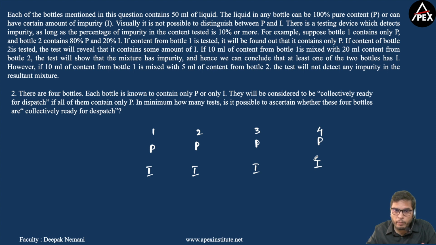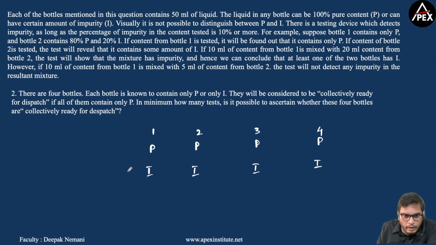Now in minimum how many tests is it possible to ascertain whether these 4 bottles are collectively ready for dispatch or not? Or I can put this in another way: what is the minimum number of tests required to ascertain if we have at least one bottle containing 100% impure liquid or not?